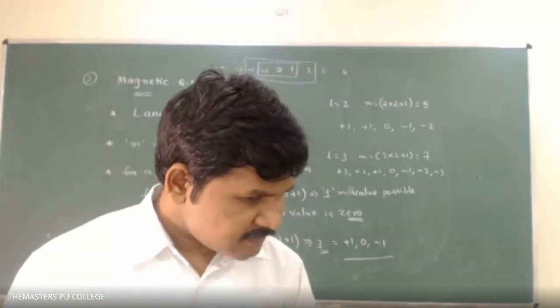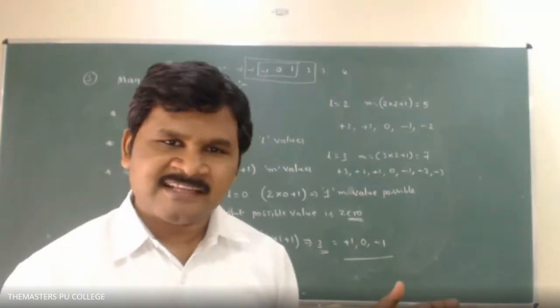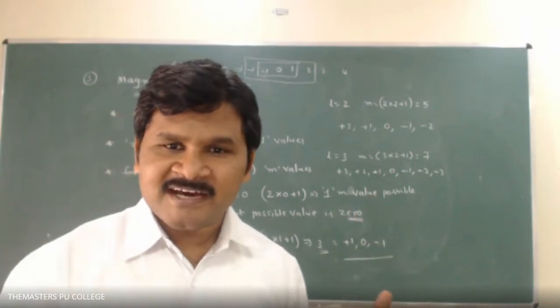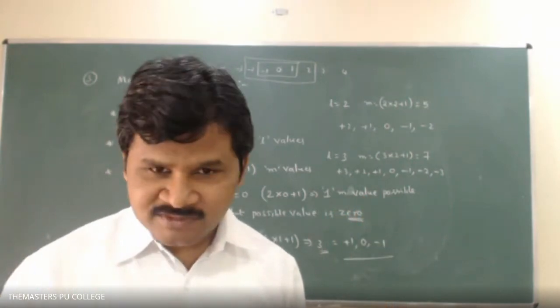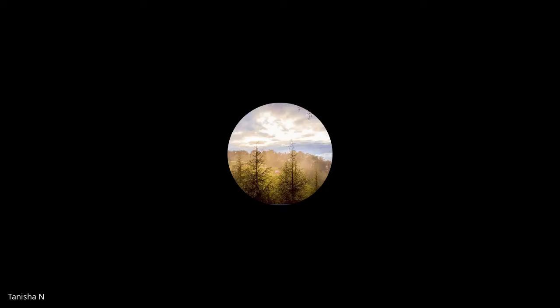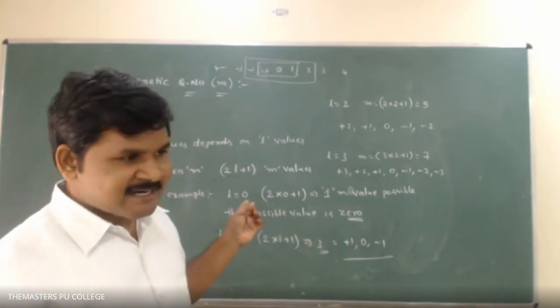So 0 with -1 and +1. 0 with +1. +1, that is secondary, +1, +2. Compulsory, whatever the orbital you take, whatever the subshell you take, you will get 0. That is what I am telling. Okay. Next. I think you don't have any doubts regarding this one.